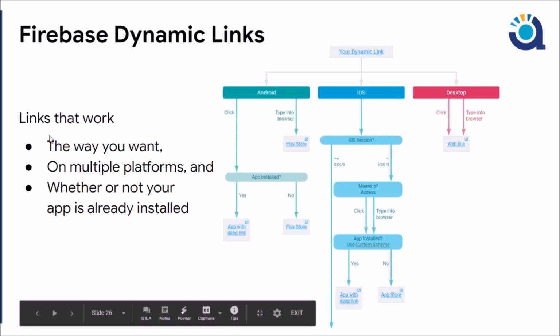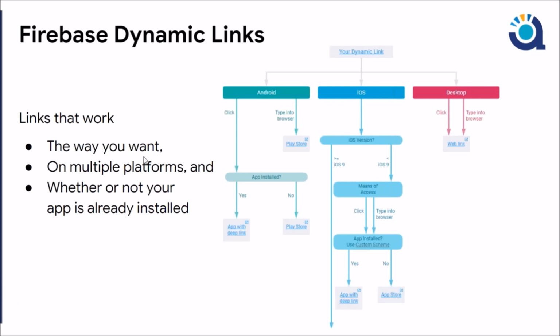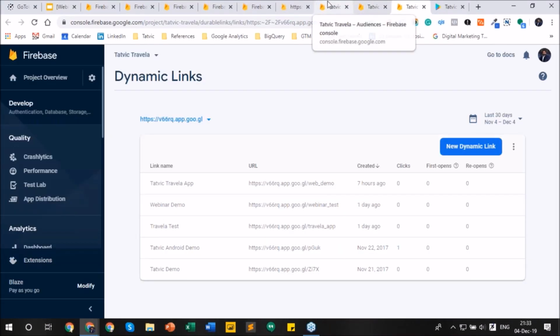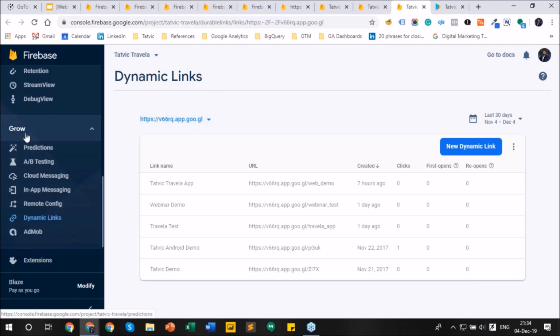So just to give you a gist of it, the links that can work the way you want will run on multiple platforms. They'll definitely work whether or not you have your app installed, right? So let me quickly show you how a particular dynamic link is created. You go down all the way to the Grow panel, and then you hit Dynamic Links.